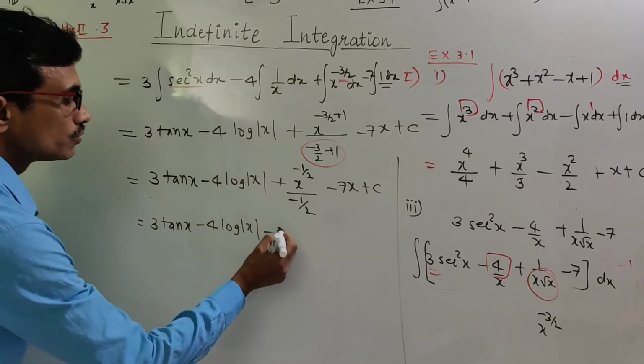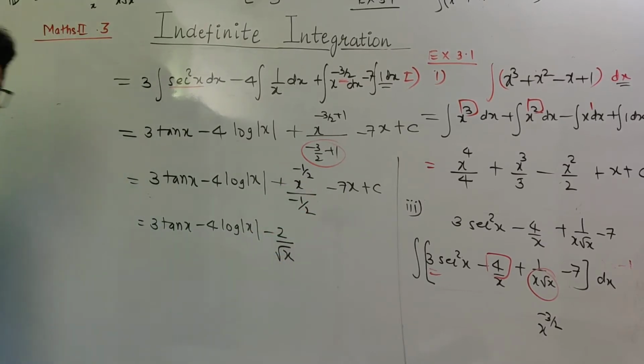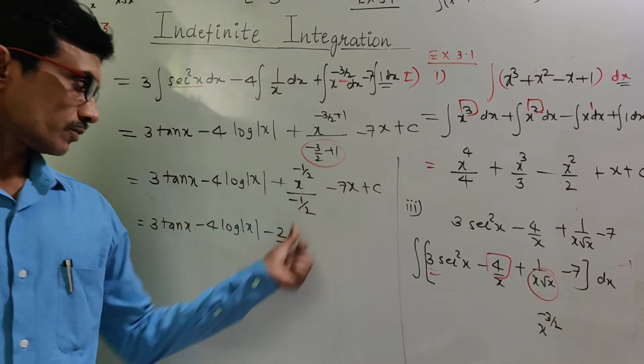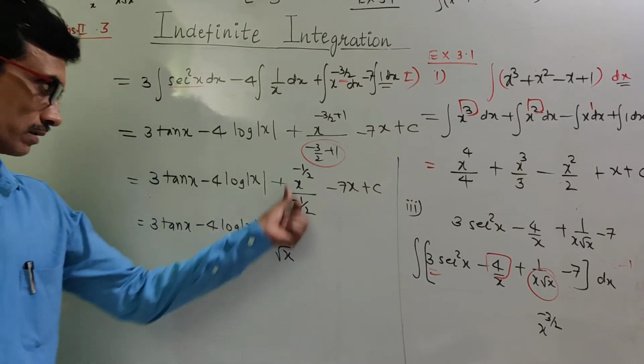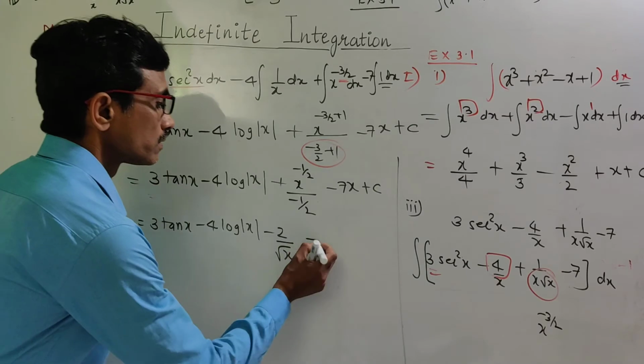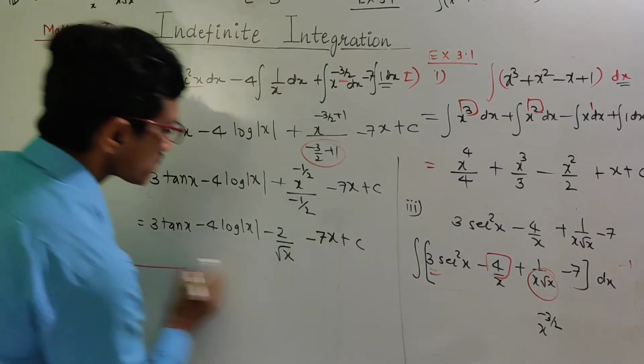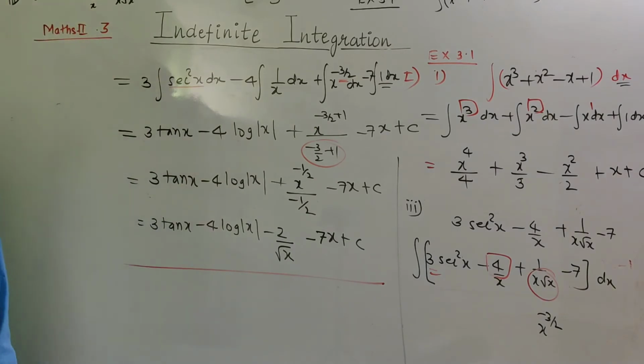ये होगा minus 2 upon root x. Denominator, x raised to power minus 1 upon 2 means 1 by root x, that is 1 upon x raised to power 1 by 2, that is root x, minus 7x plus c. So this will be the answer of third sub question.